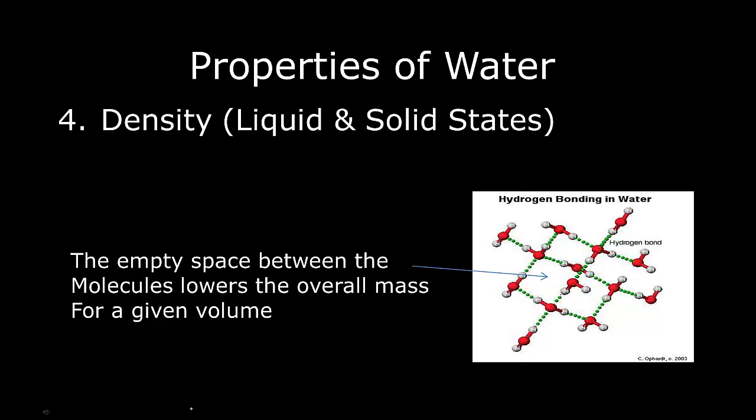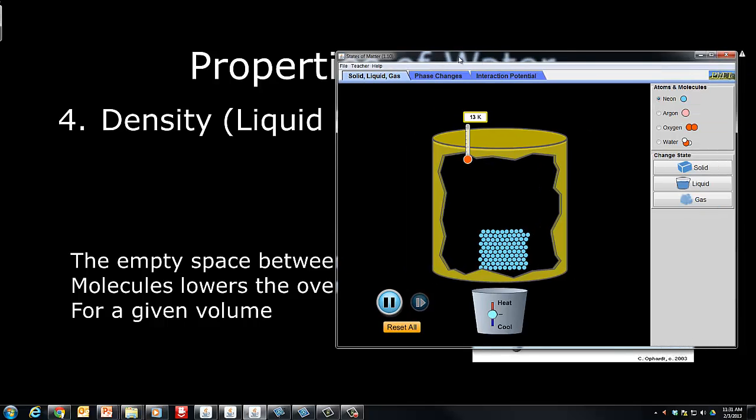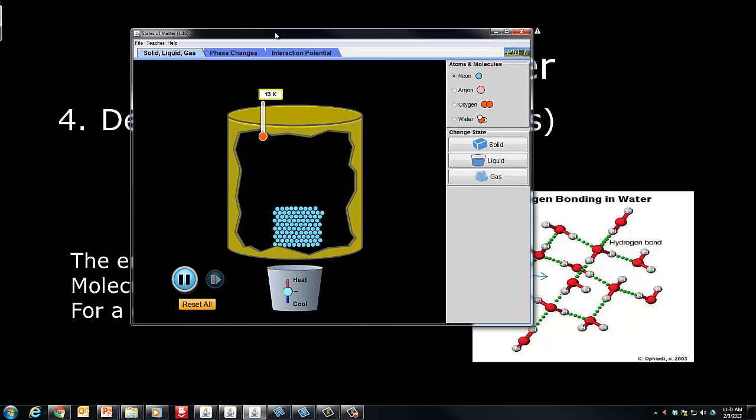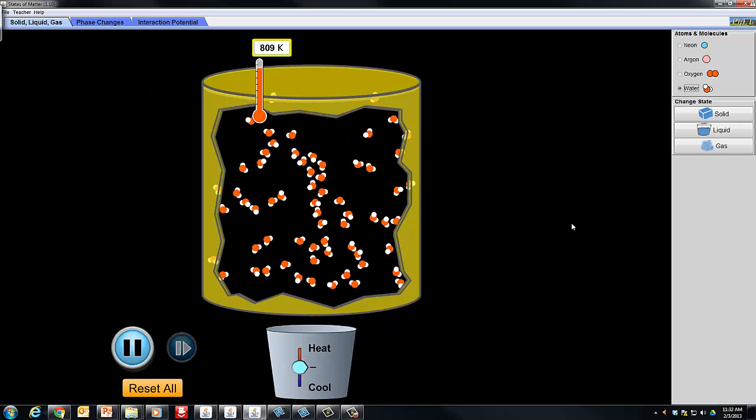Fourth property of water is density. Water is more dense in its liquid state than it is in its solid state, which is the opposite of what most compounds do. Most compounds, when they become a solid, get more packed together and become more dense. But water is not like that. I am going to show you a little interactive here.